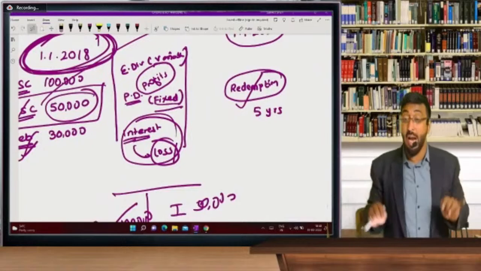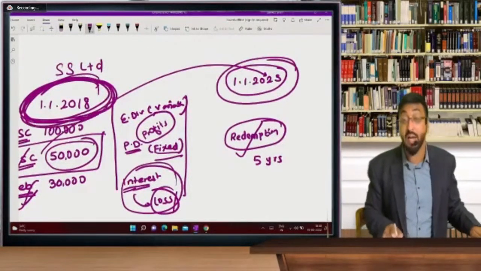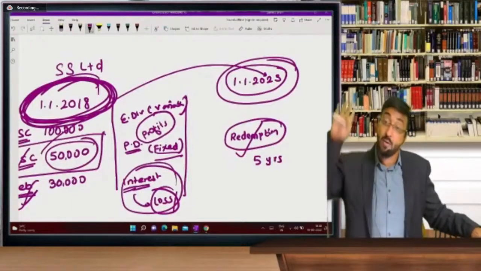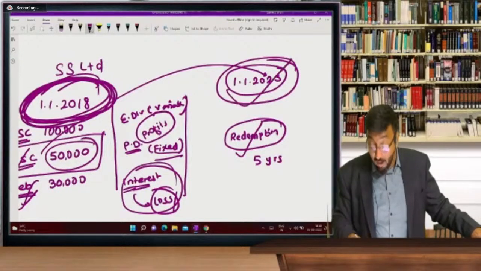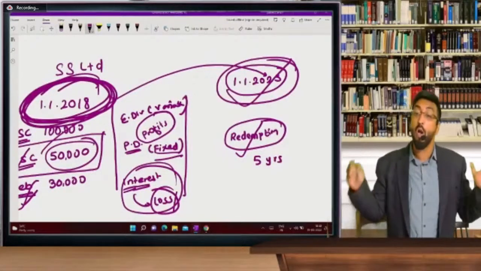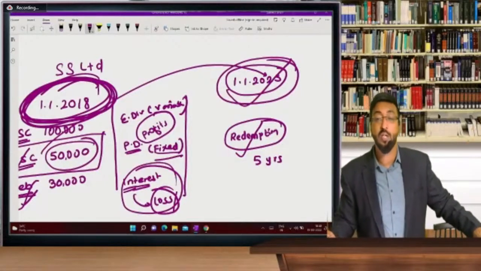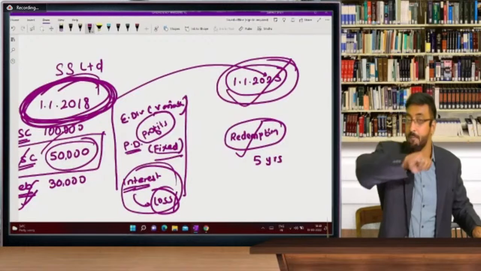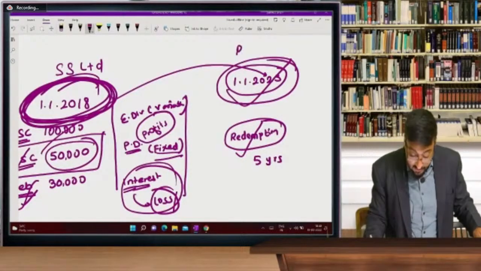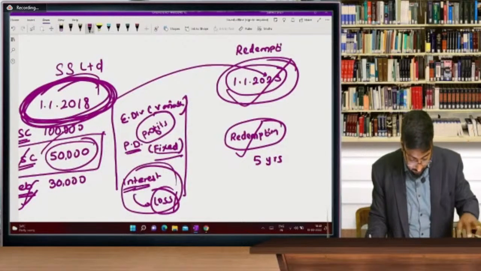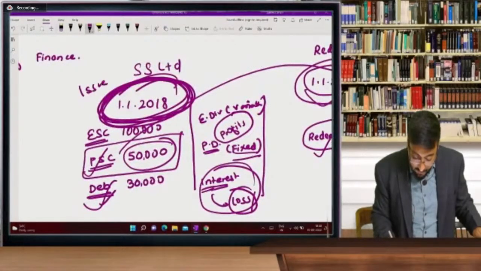So in this chapter, we are not passing the entry as on the date of 1/1/2018. The issue date, that we already covered at foundation. So this is the date, 1/1/2023. What are the entries that we are going to pass on 1/1/2023? That is the basic difference between the issue date and the redemption date. So this is the redemption date, and 1/1/2018 is the issue date.